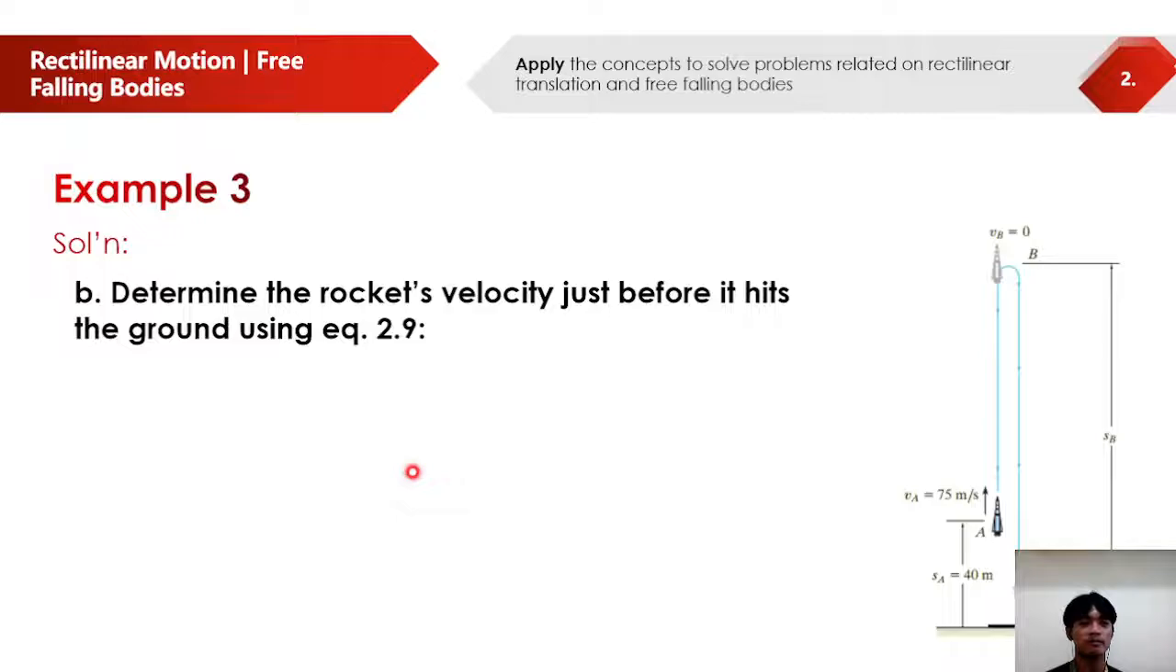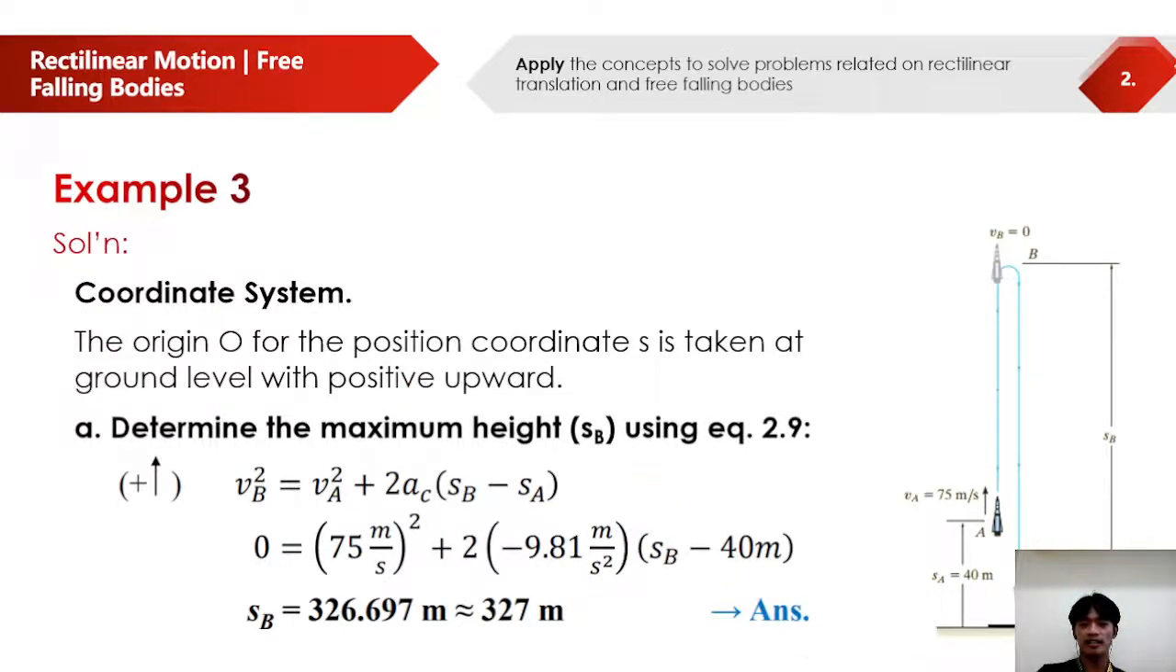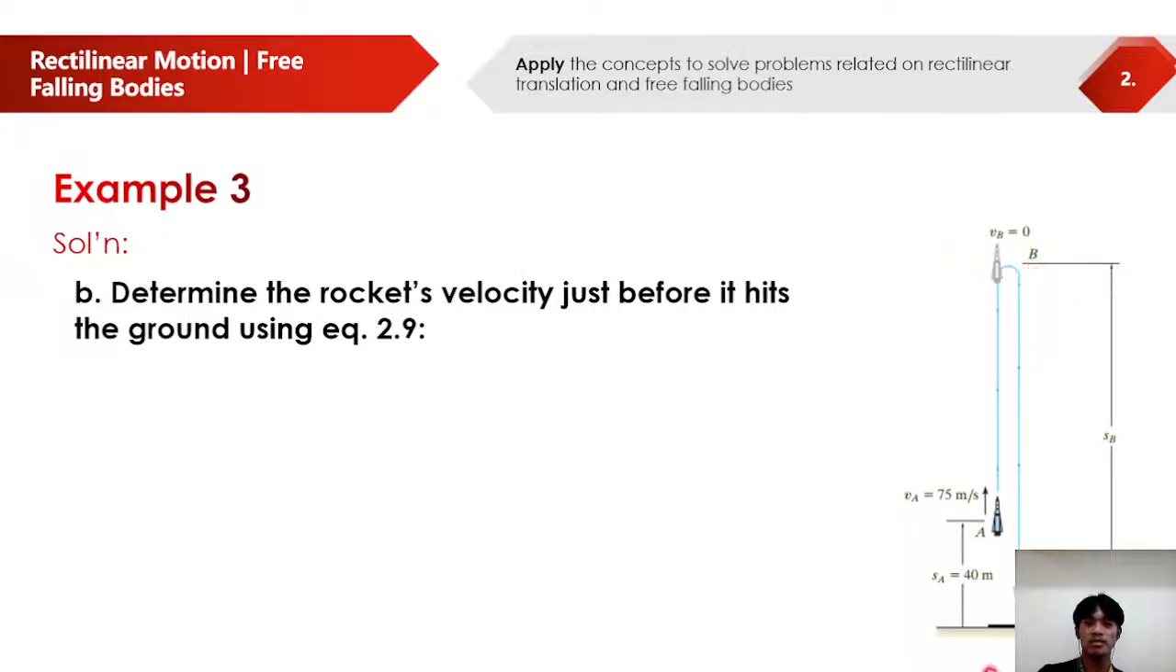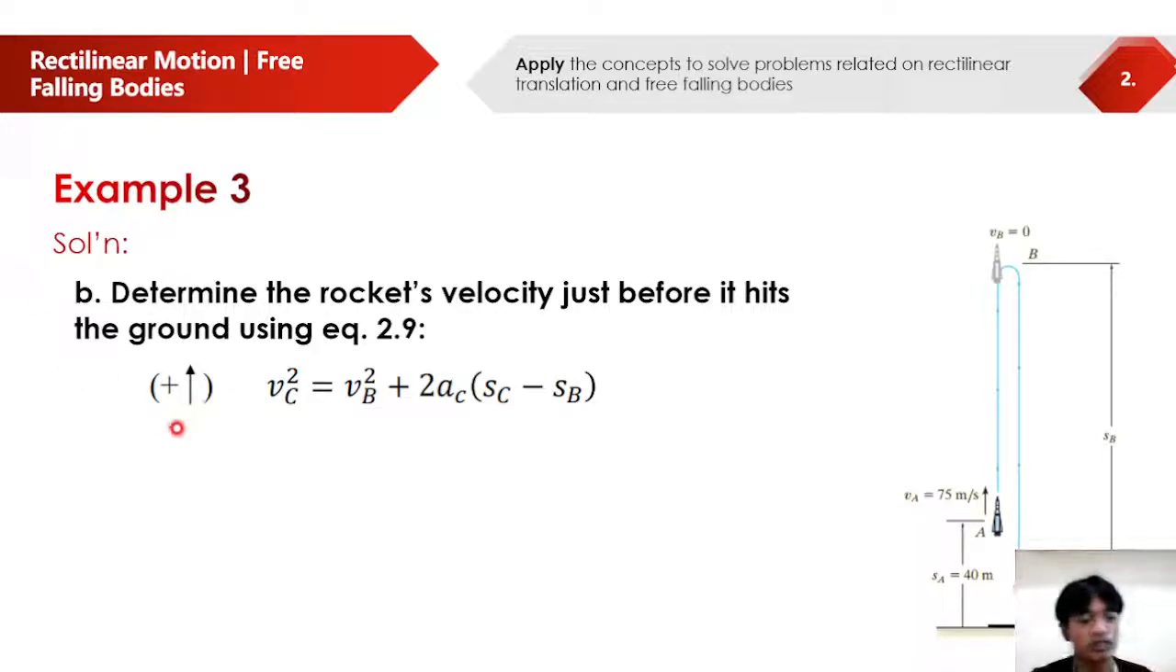Okay, so the next requirement is to determine the rocket's velocity just before it hits the ground using the same equation. Again, what we considered at A is from A to B. Now, at B, we consider from B to C for the position. So, we have B to C. What are the parameters given at point B and point C? Again, we assume that the upward motion will be positive.